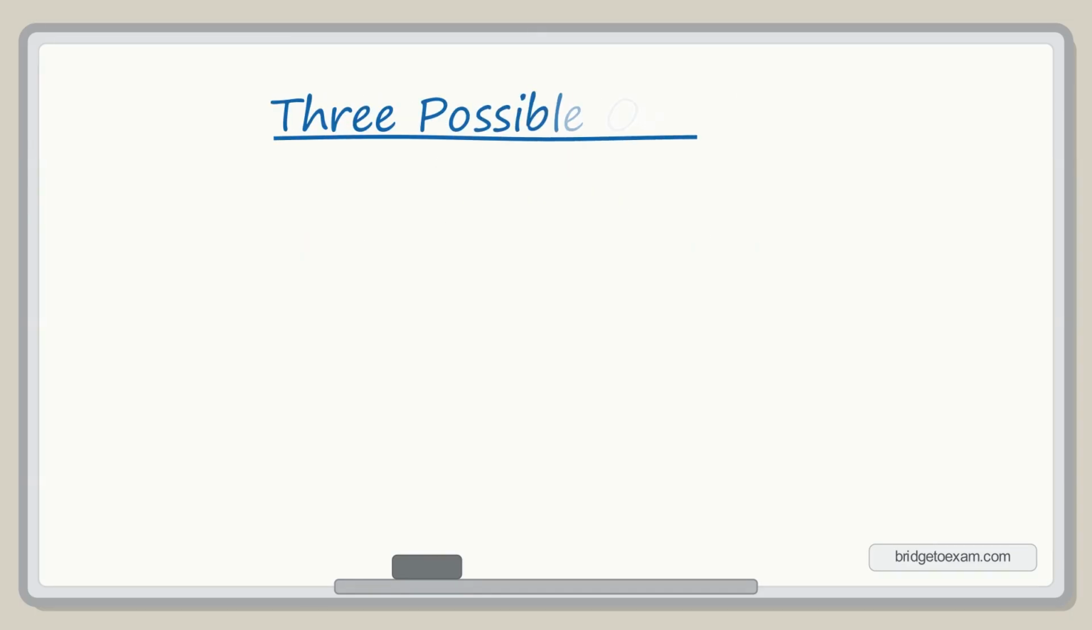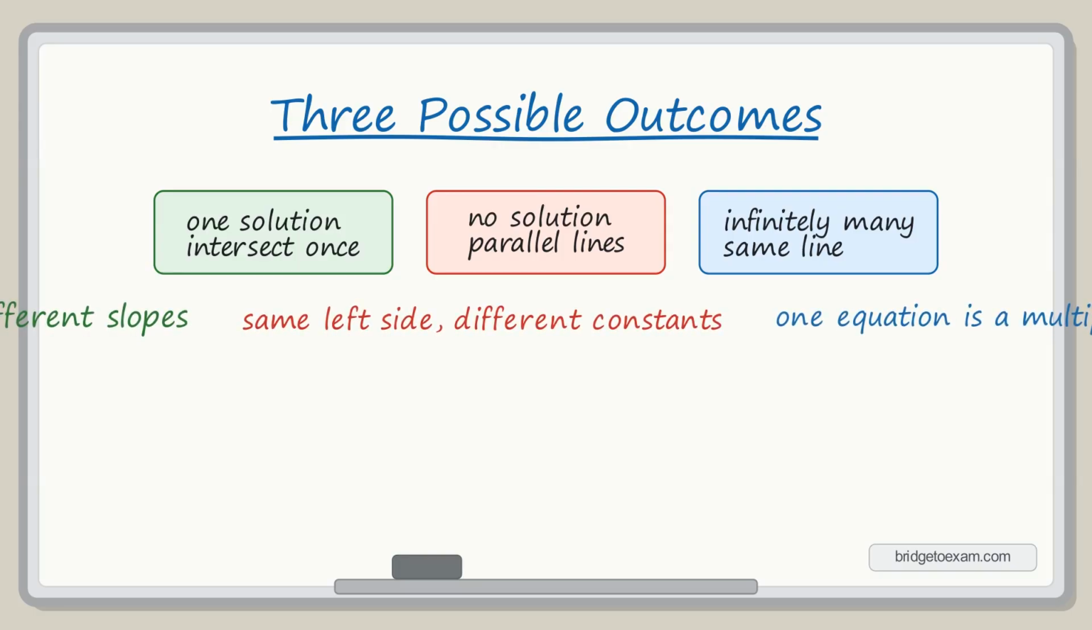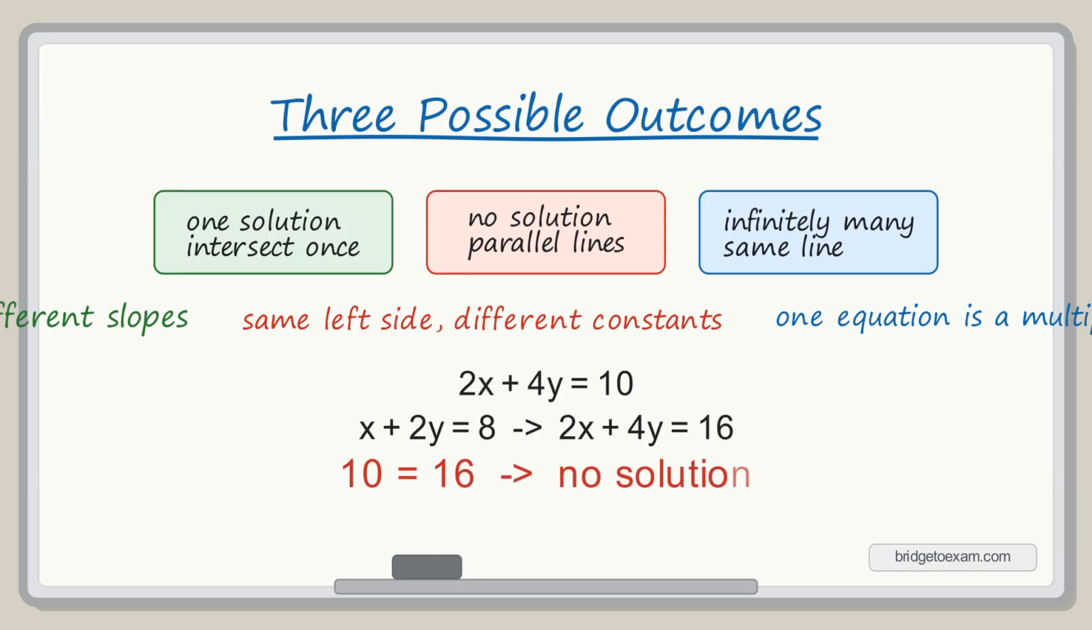Systems have three possible outcomes. Different slopes give one solution. Parallel distinct lines give no solution. Identical lines give infinitely many solutions. Watch for equations that reduce to the same left side but different constants.